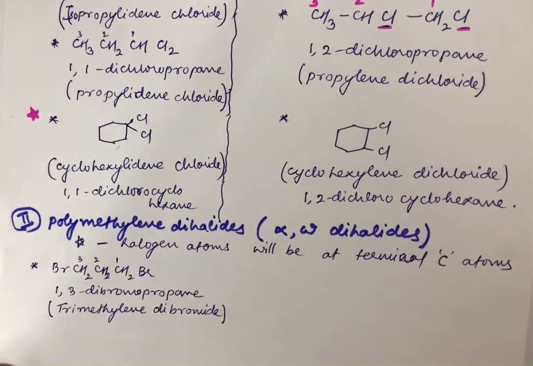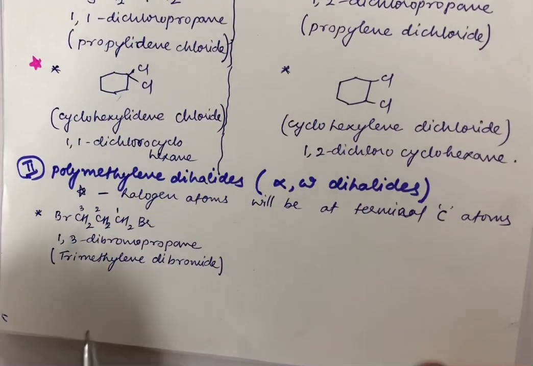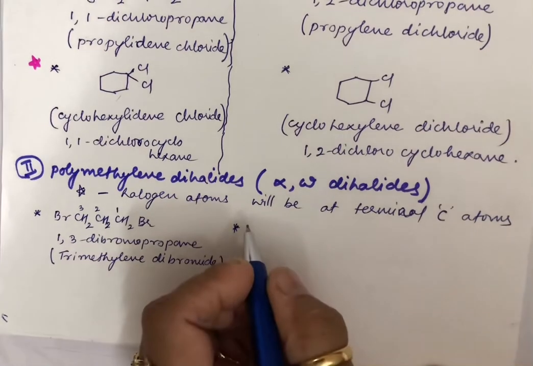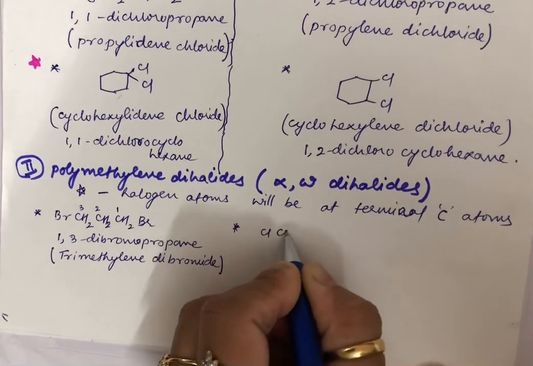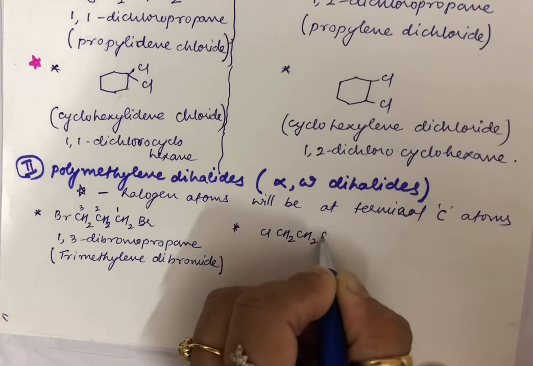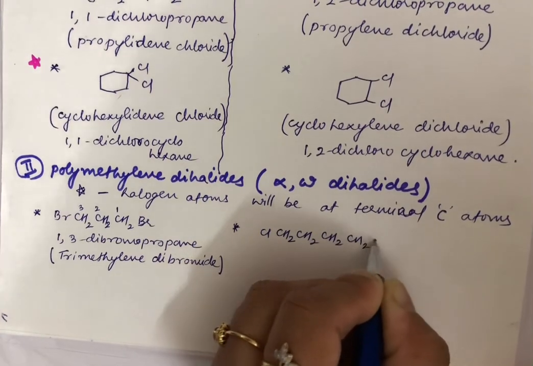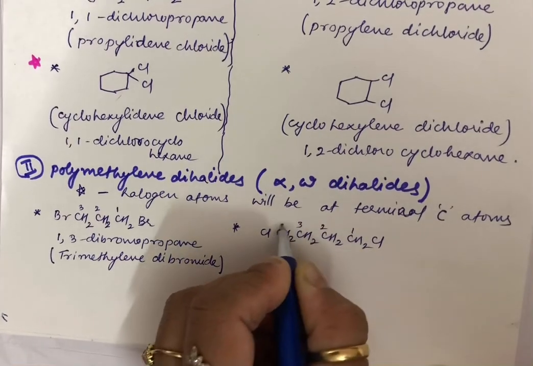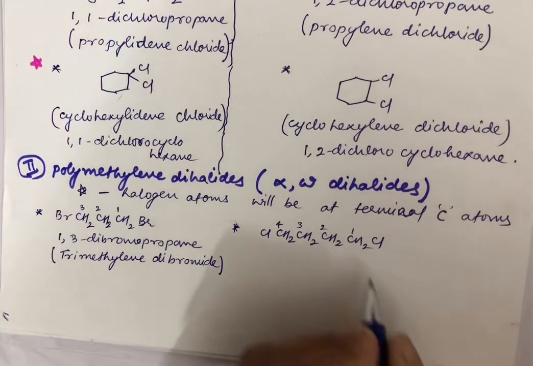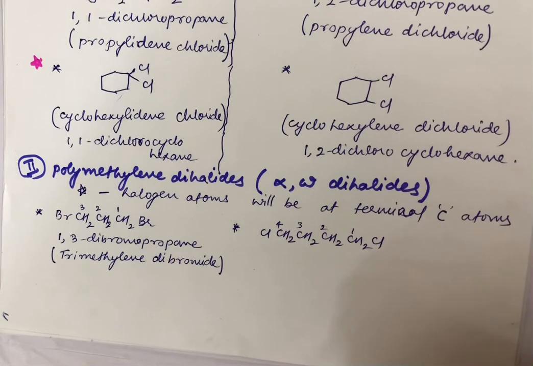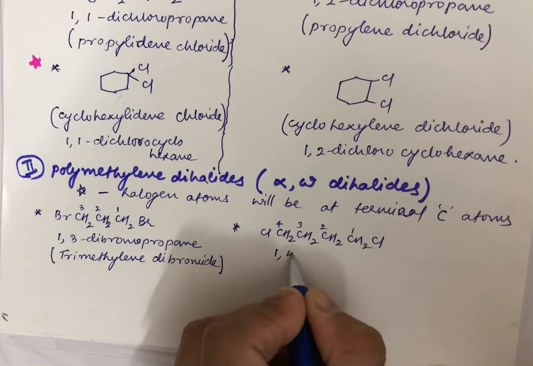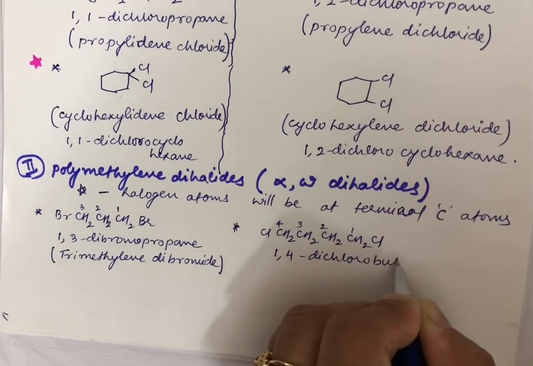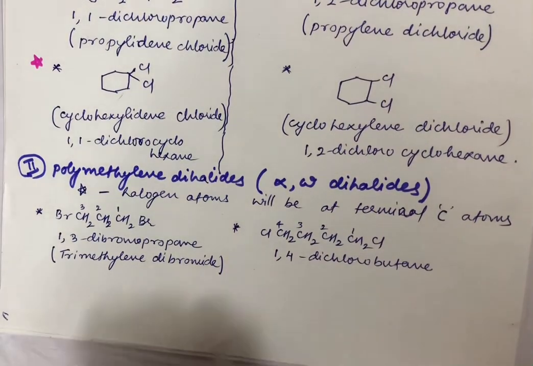Okay, so you need to keep this in mind regarding the polymethylene dihalides. Let me give you another example for this. Suppose I have Cl, then CH2, CH2, CH2, CH2, Cl. How do I write 1, 2, 3, 4? So I have butane, right? But the first and fourth carbons have Cl attached. So the IUPAC name would be 1,4-dichlorobutane.